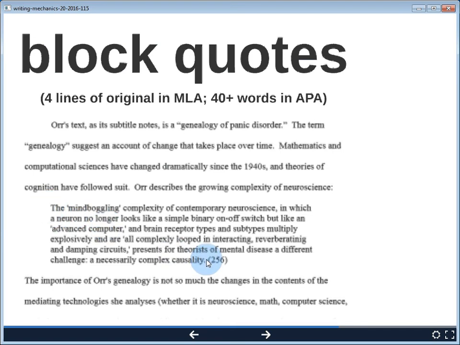So there's very specific formatting for block quotes. And like I said, 4 lines from the original in MLA, and if you're using APA, if you're quoting 40 or more words in sequence, so in one quote. That's not 40 or more words across all of the quotes from a certain reference. That's 40 or more words in one quote. So it will look like this.